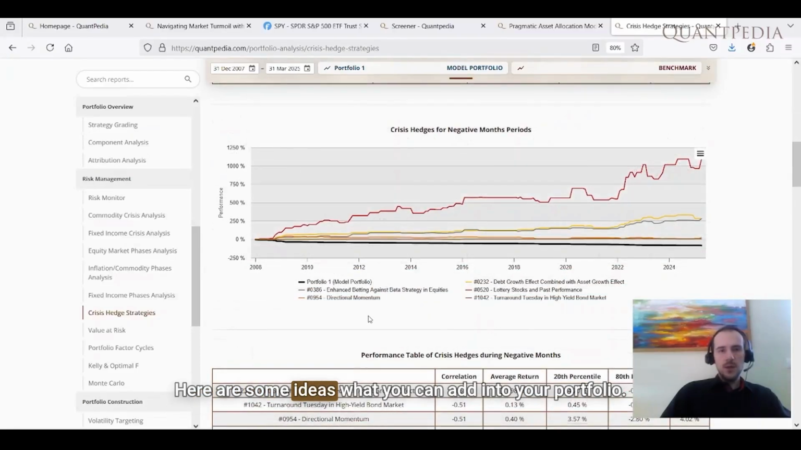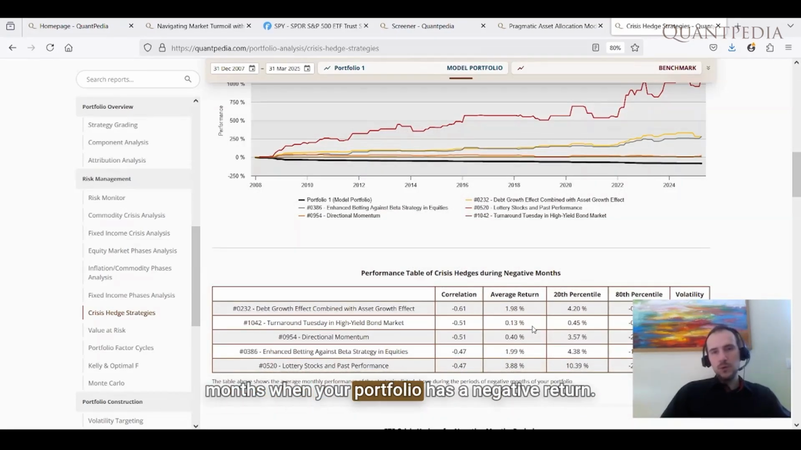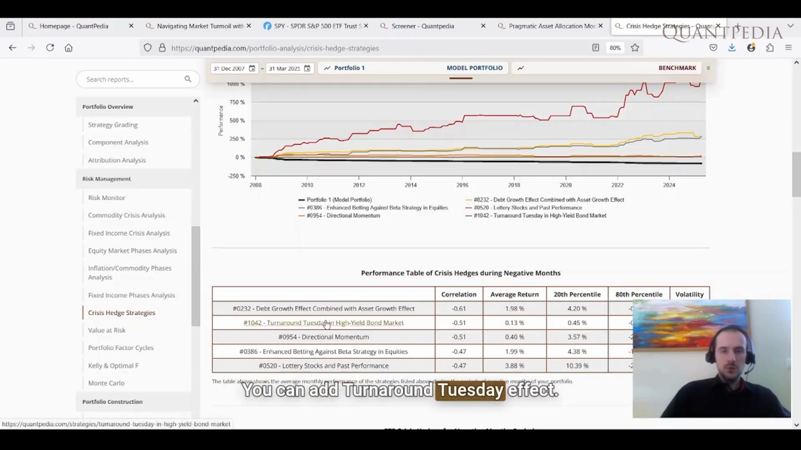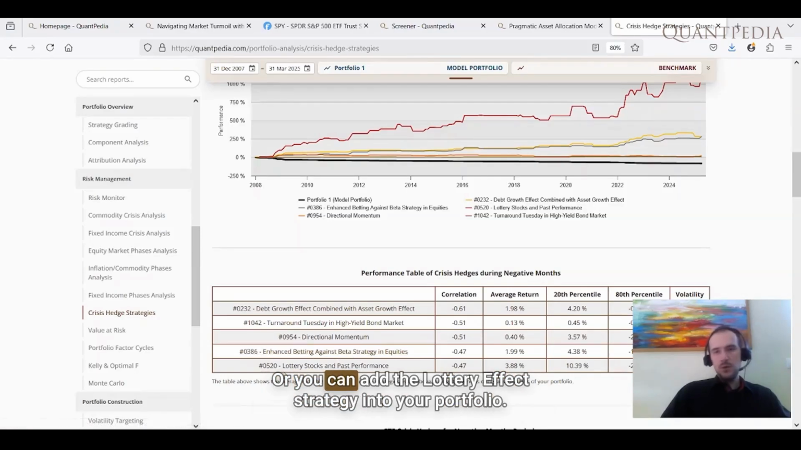Here are some ideas for what you can add into your portfolio. What are the strategies that can work very well? Those are the strategies that have negative correlation, and on average they have a positive return over the months when your portfolio has a negative return. What are the best strategies? You can add the turnaround Tuesday effect, the debt growth effect, you can enhance your portfolio using the betting against beta strategy, or you can add the lottery effect strategy.